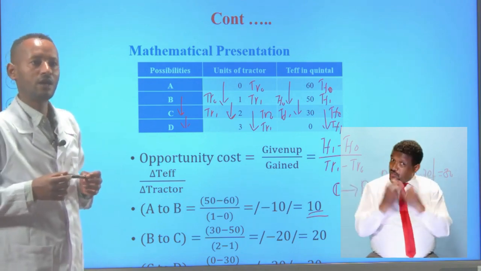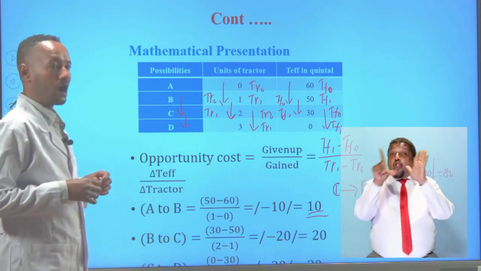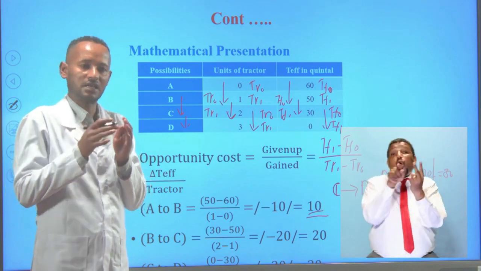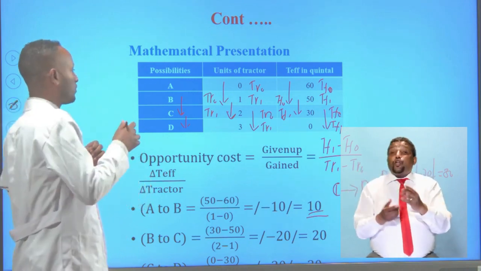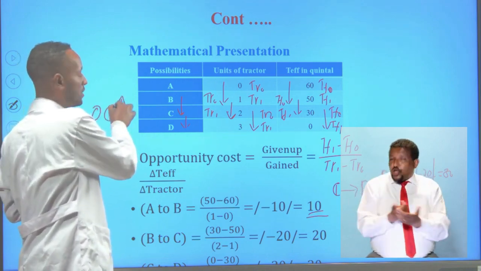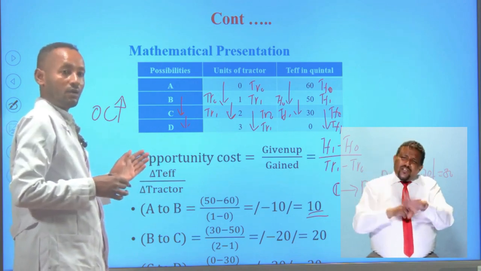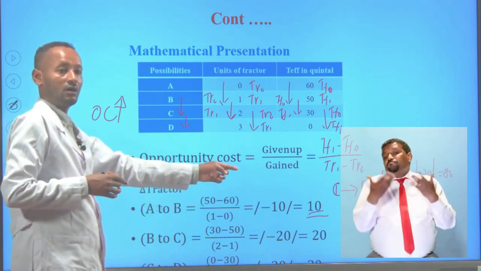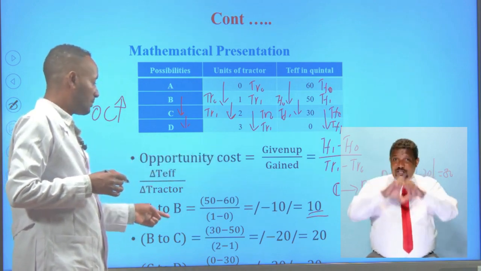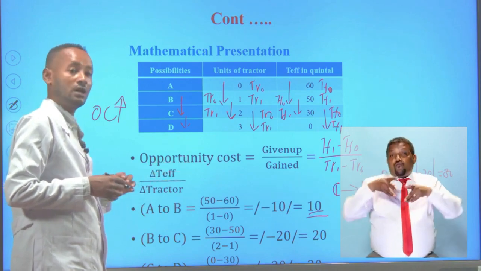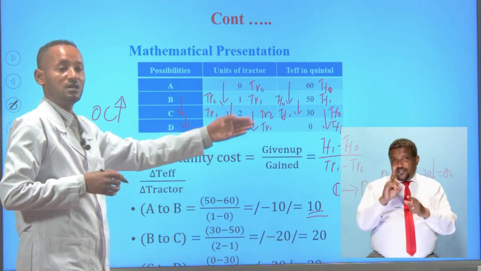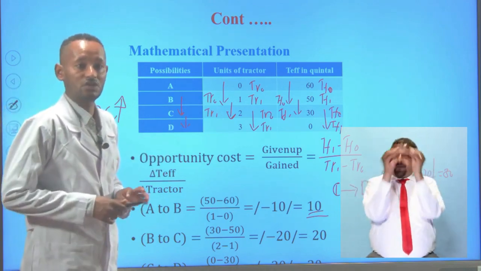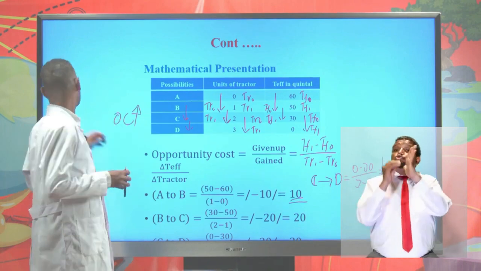From this information, we can show the law of increasing opportunity cost, which states that as we produce more and more of a commodity, the amount of the next best alternative that is given up will always increase. Simply, the law of increasing opportunity cost states that the opportunity cost of a commodity will always increase. For example, from this model, the opportunity cost of producing 1 tractor when we come across from combination A to B is 10 quintal of teff. When we come across from combination B to C, it is 20 quintal. When we come across from combination C to D, it is 30 quintal. That means the opportunity cost of a commodity will always increase. This mathematical representation also reveals the law of increasing opportunity cost of a commodity.